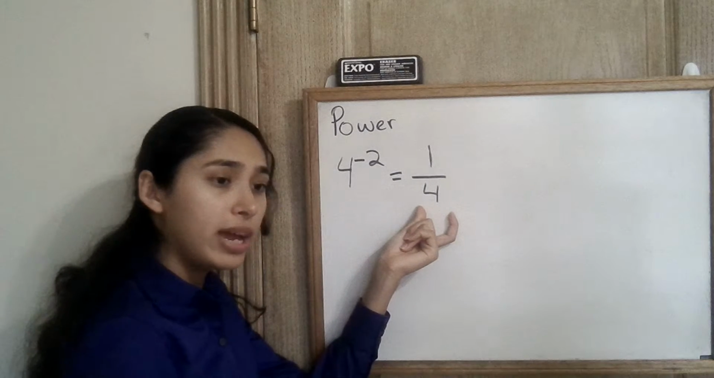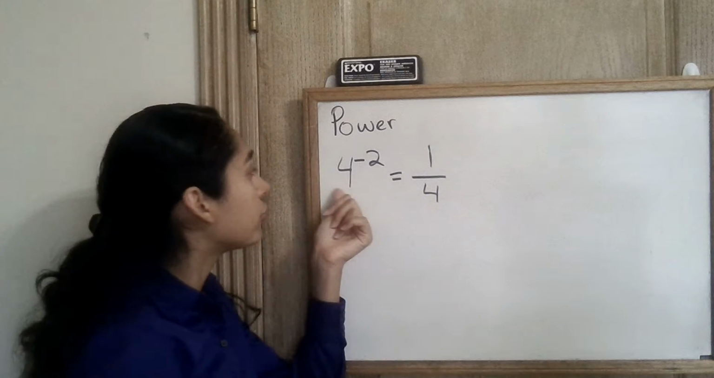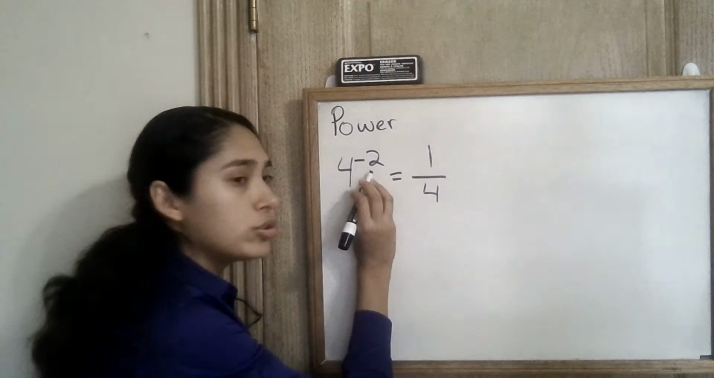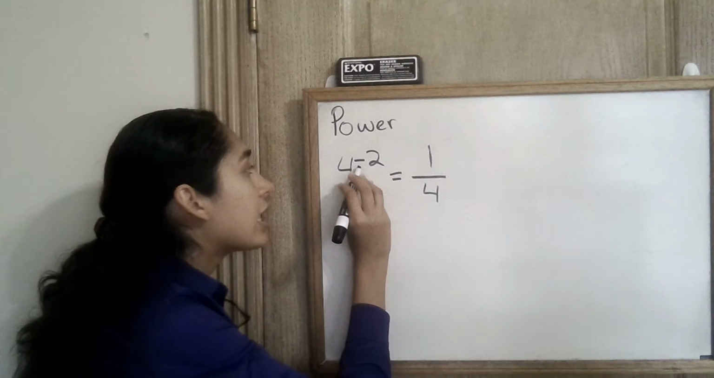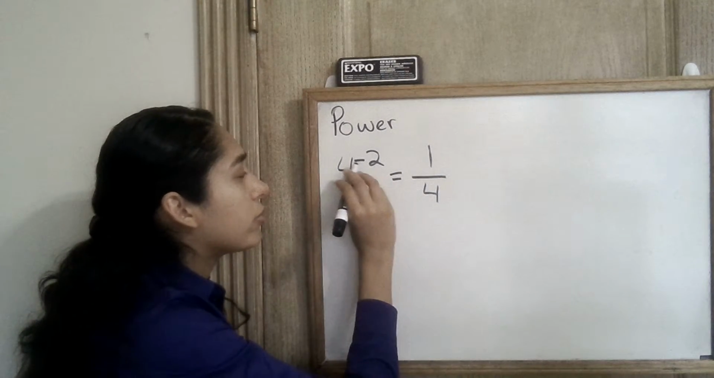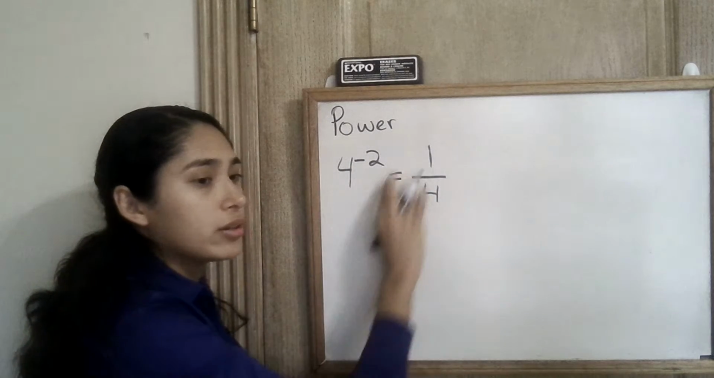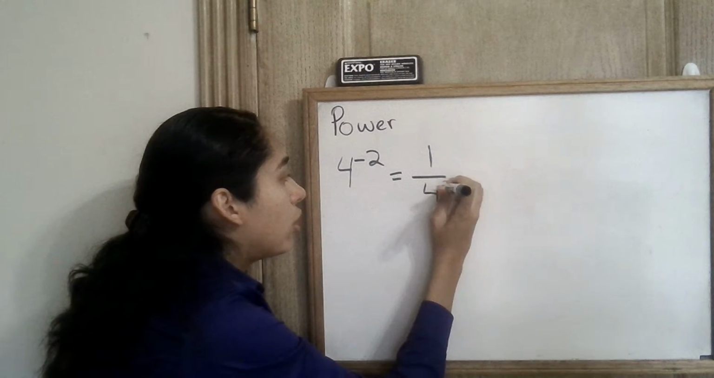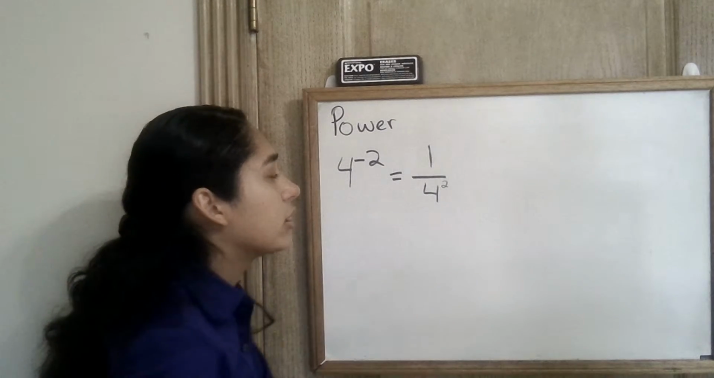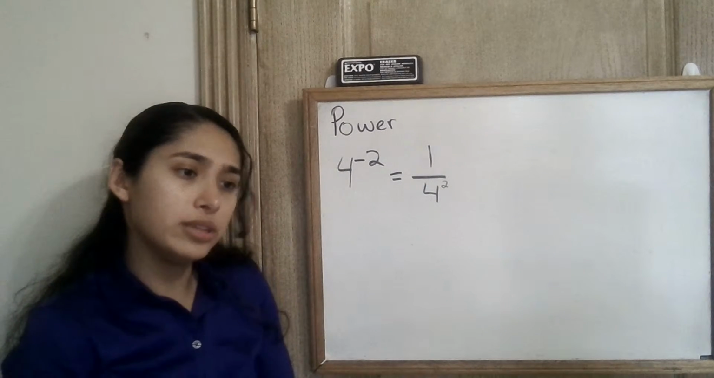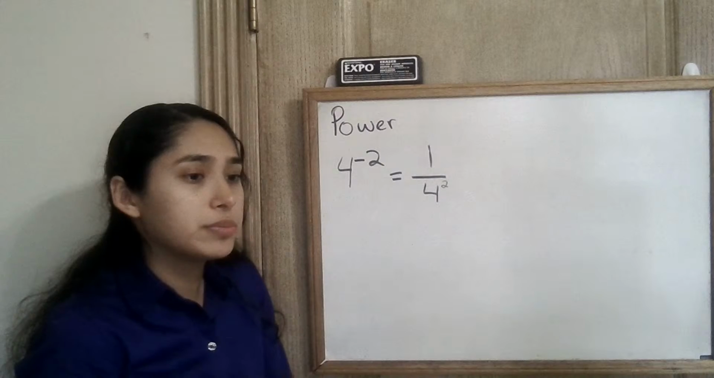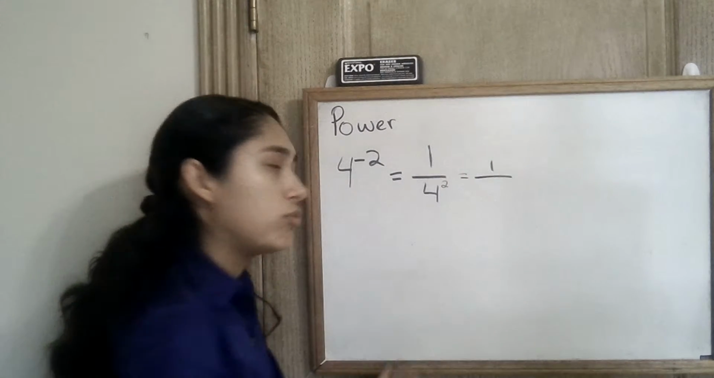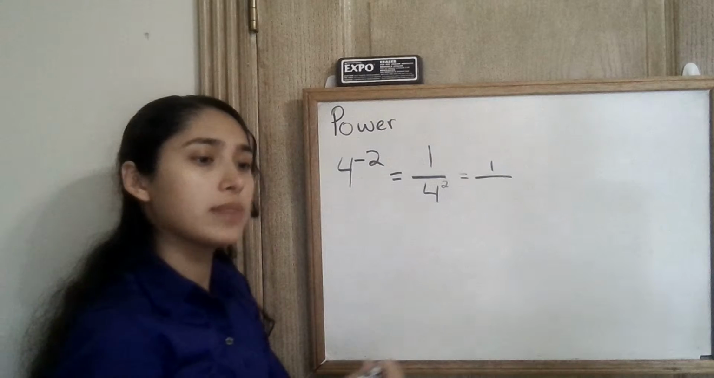The base of a fraction is the denominator. So the 4 is just going to become the denominator. Now, the 2 is no longer negative, because the negative already did its job in converting this into a fraction. So we're just going to carry the 2 on without the negative sign. Well, we've got to simplify this. So 4 to the power of 2 is 4 times 4.